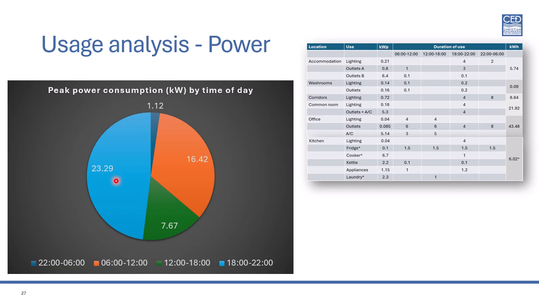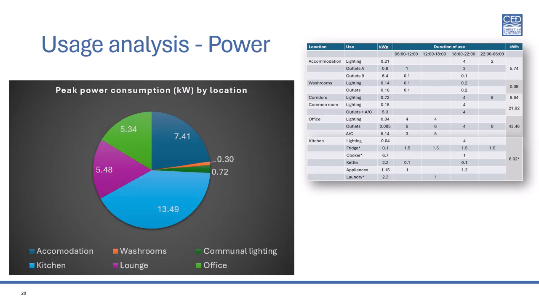We can also analyse how the power is being consumed within each location, and you'll notice that of the total of 13.49 kilowatts, the kitchen consumes the most, which is not really surprising when you consider it includes a cooker, kettle and washing machine, all of which incorporate heating elements.